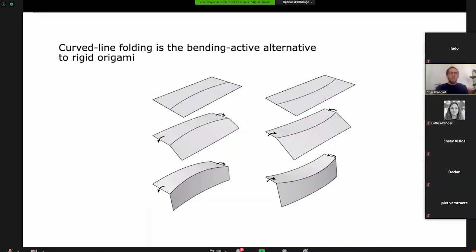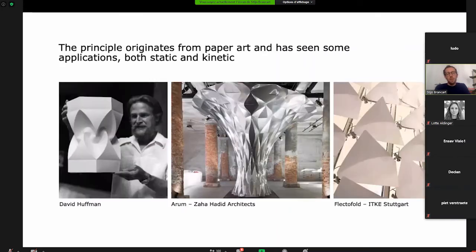So we started here from the idea of curved line folding. You could say that's a bit the bending active alternative to rigid origami. It also comes from paper folding, but instead of folding along a straight line, we do it along a curved line. That means bending forces are introduced in the system, but it also means that we create a kinetic system. So you can actually actuate the whole element by just actuating or deforming one piece, which is of course different from origami, where often you need to handle a lot of different facets of the plane separately.